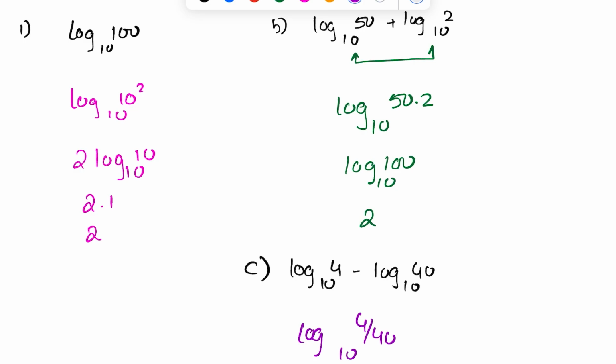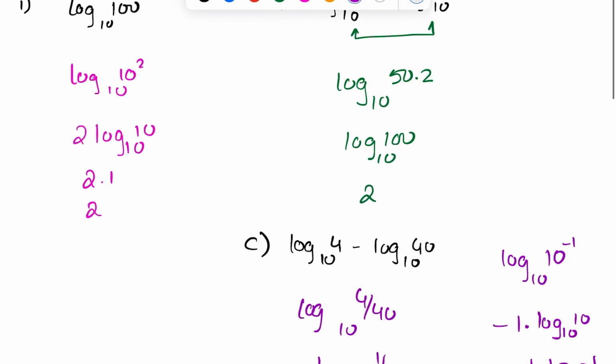base 10. So it becomes log 1 upon 10 to the base 10. So it is log 10 power negative 1 to the base 10. 1 upon 10 can be written as 10 power negative 1. So minus 1 times log 10 to the base 10. Log 10 to the base 10 is again 1. So the answer is going to be negative 1. That is the first question. Now coming to the second question.